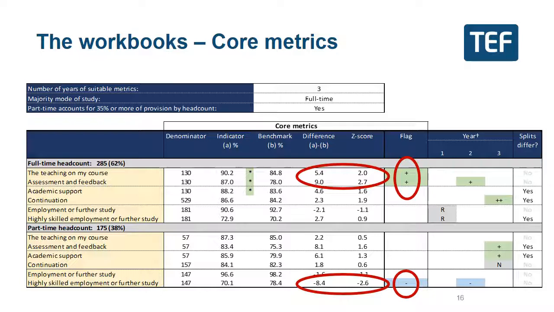This is a good example of the need to meet both the materiality and the significance thresholds to get a certain type of flag. You can see for some of these metrics the material difference is really large, 8 or 9 percentage points for a couple of the metrics. But the Z-scores, the measure of statistical significance, don't quite meet the threshold of 3 for these metrics to get a double flag. So both conditions have to be met to get a certain type of flag. So these metrics are only statistically significant enough to receive single flags.